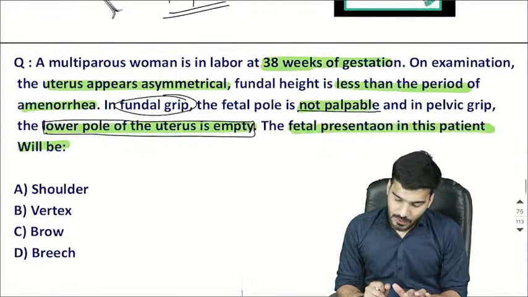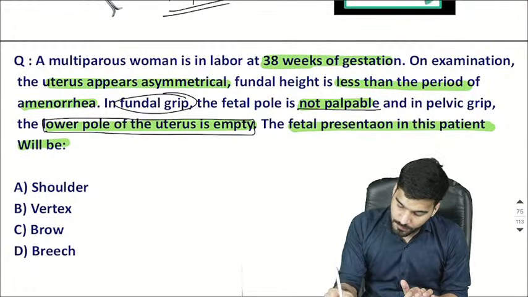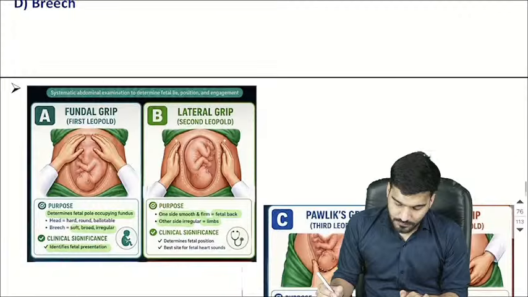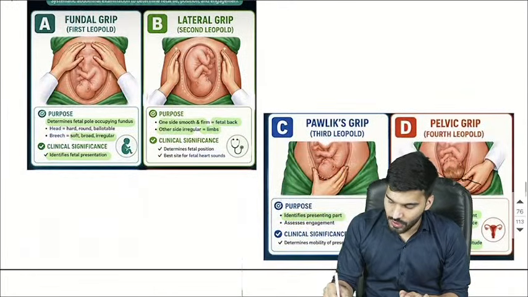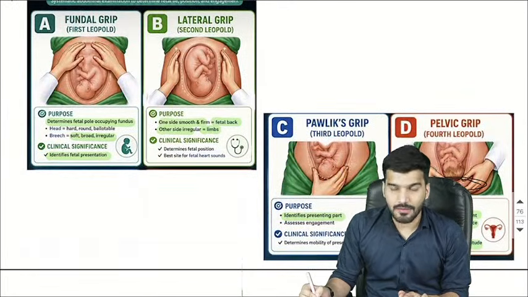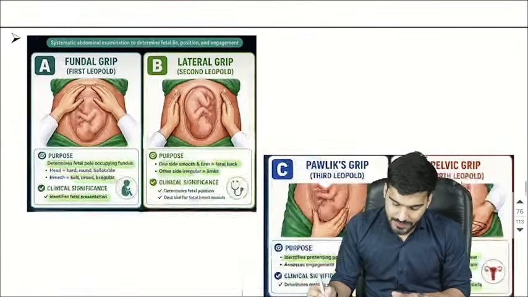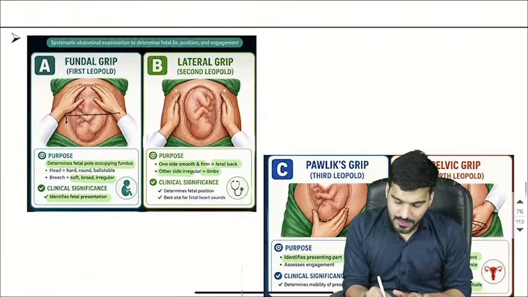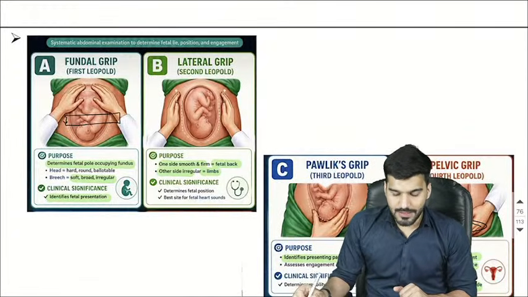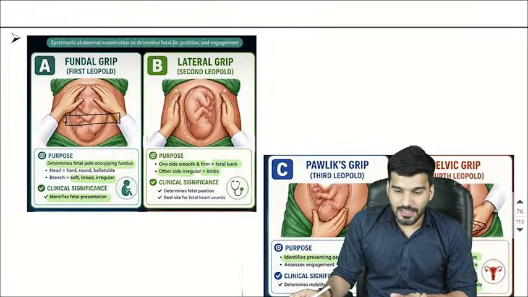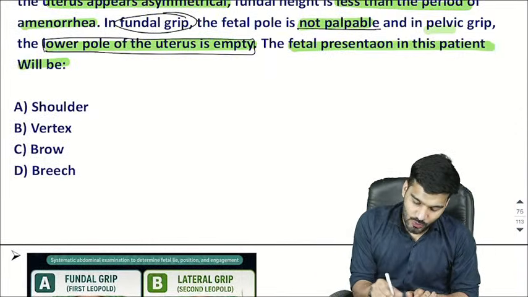Now in this clinical question, it was mentioned that in the pelvic grip, the lower pole of the uterus is empty. Here you cannot feel anything in the lower pole, because the fetal head is not there. And in the fundal grip, the fetal pole is not palpable. When it is not palpable, that means there is a transverse presentation. And what type of presentation is that? Transverse, it's going to be a shoulder presentation.